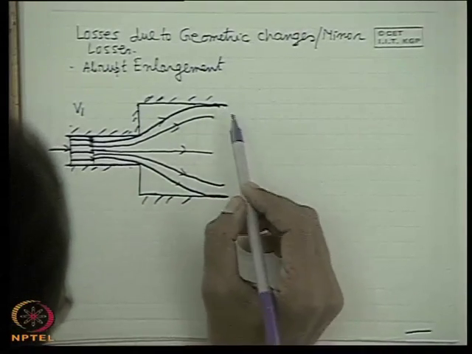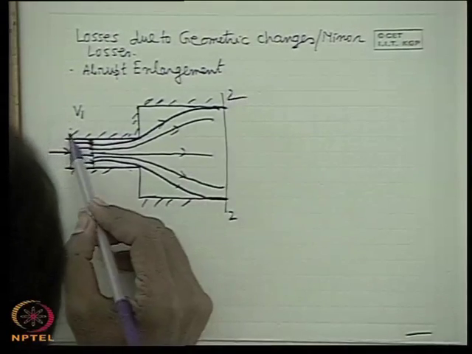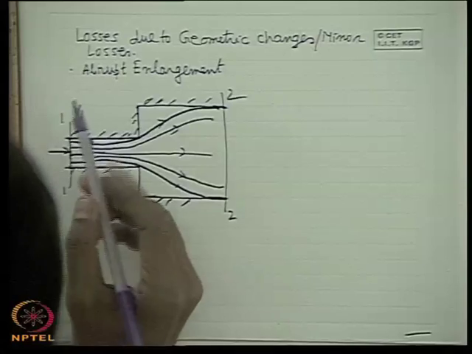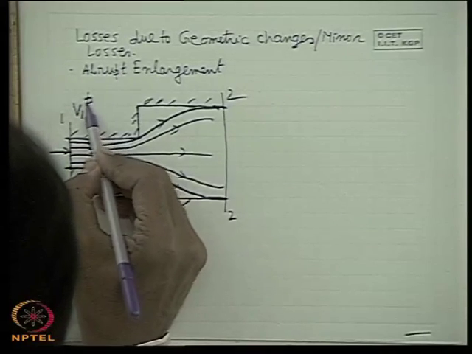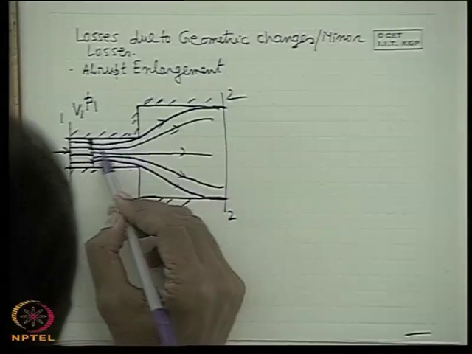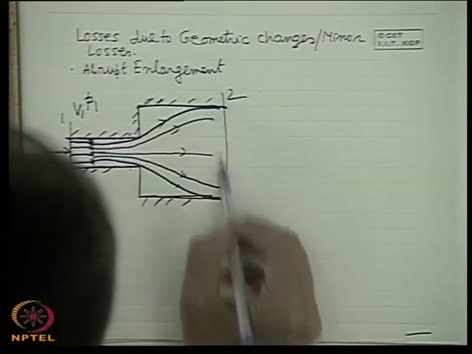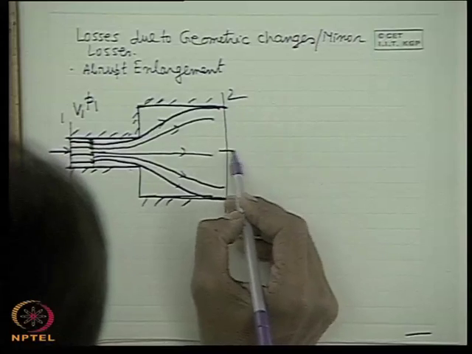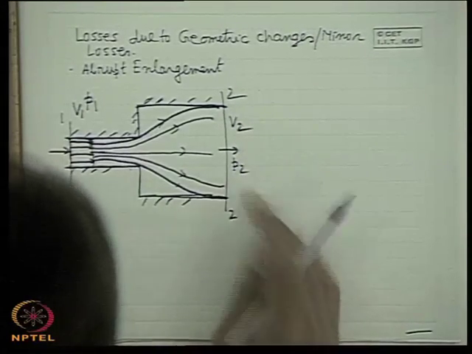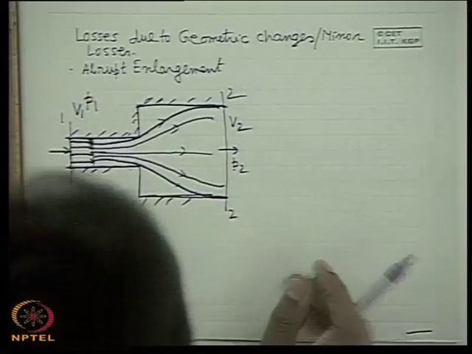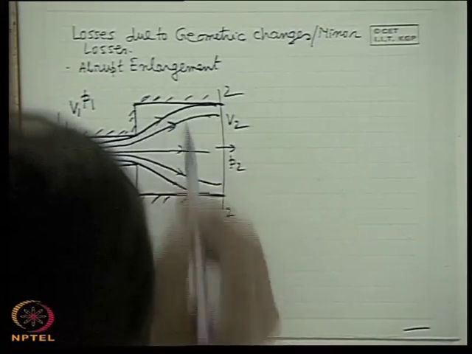Let us consider a section here at 2 and a section here at 1. Fluid approaches with a uniform velocity V1 and pressure P1, and after expansion in this enlarged section, at some distance downstream, the fluid attains a uniform velocity V2 going out, and let the pressure be P2. It is a long, closed duct. This is the situation: the streamline diverges like that.